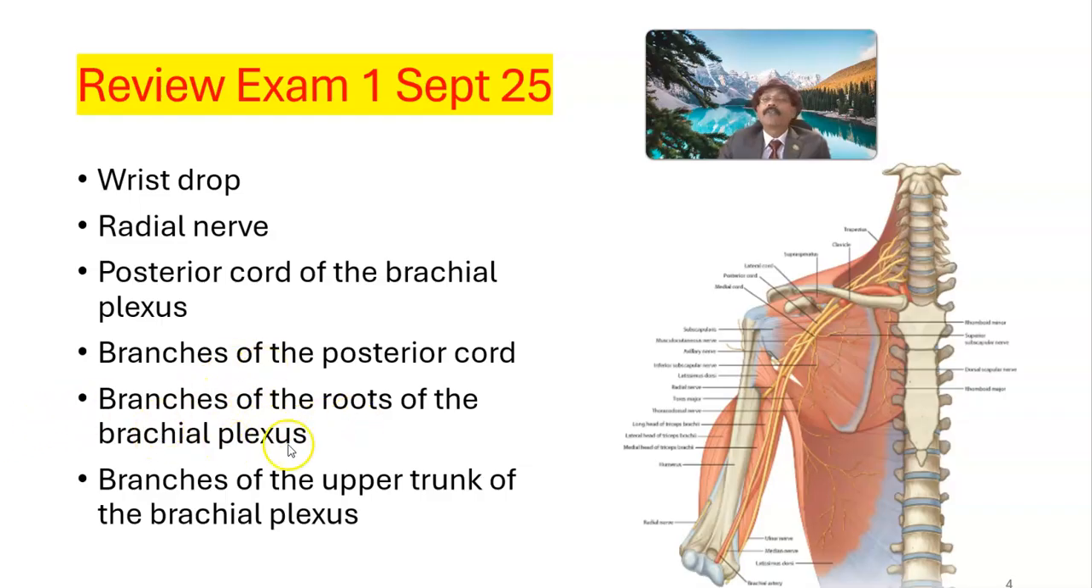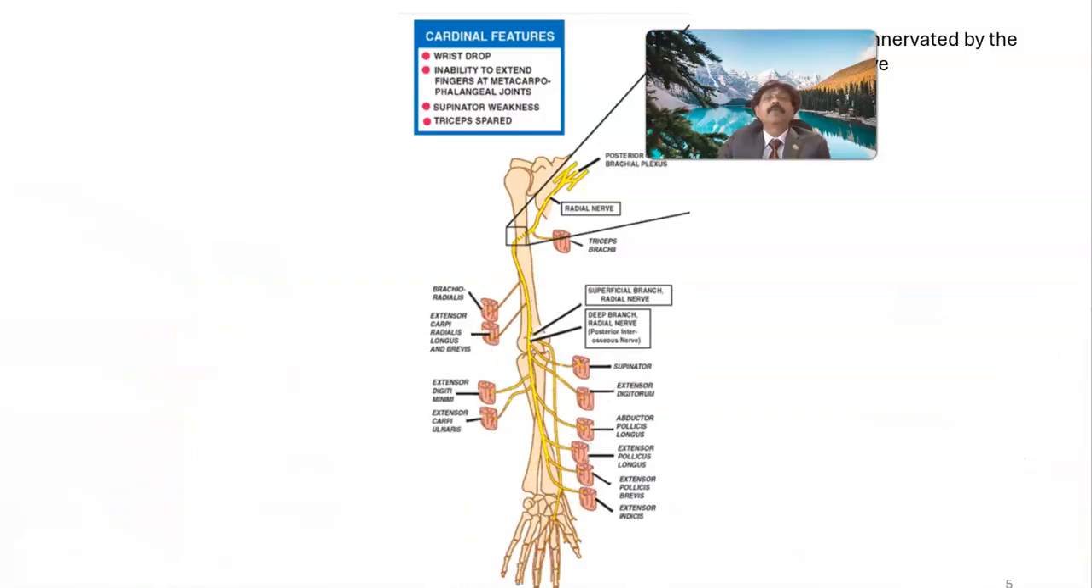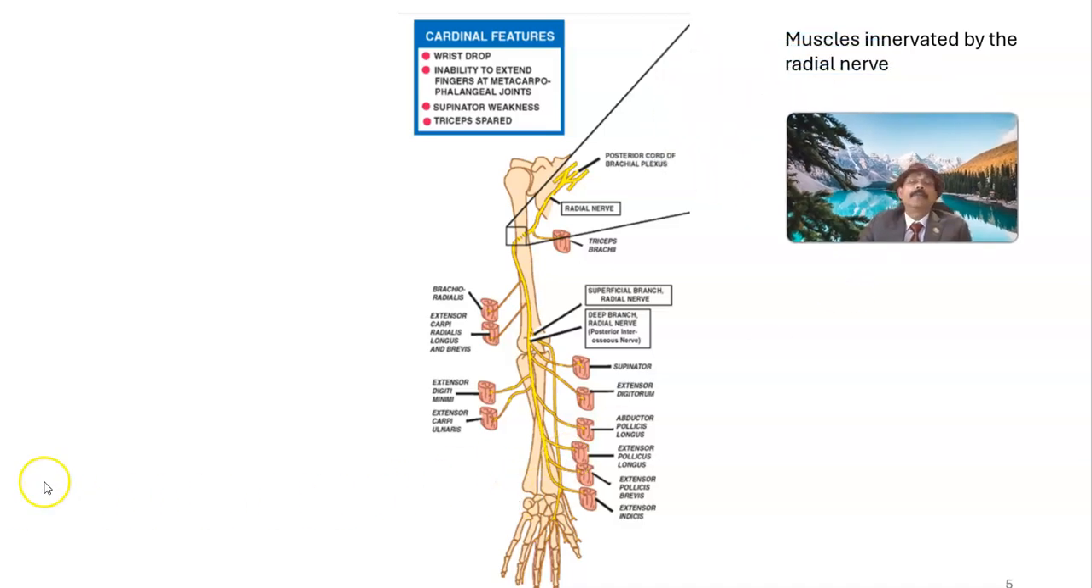Branches of the roots of the brachial plexus we discussed. Branches of the upper trunk of the brachial plexus we discussed. Okay, wrist drop and muscles innervated by the radial nerve. It is going behind the mid shaft of the humerus along the radial groove. The posterior interosseous nerve is a continuation of the deep branch of the radial nerve. It begins from the lower border of the supinator muscle.